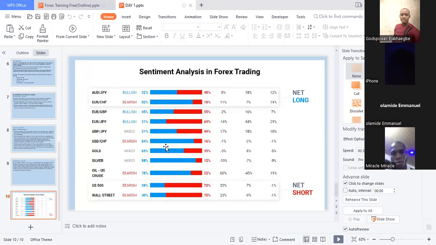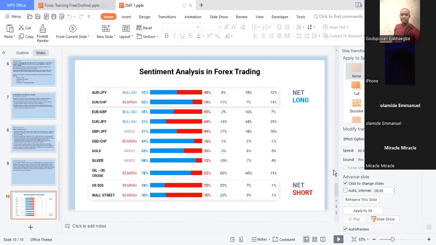For instance, now look at this situation of the first one, net long. Bull 52, 48%. Imagine somebody will still want to enter this kind of market as a buy, when you know that the bullish market is just 2% ahead of the bearish market. I mean, a sure signal is when you see this 82 and 18, 88 and 12, silver. I mean, this one is even more certain.